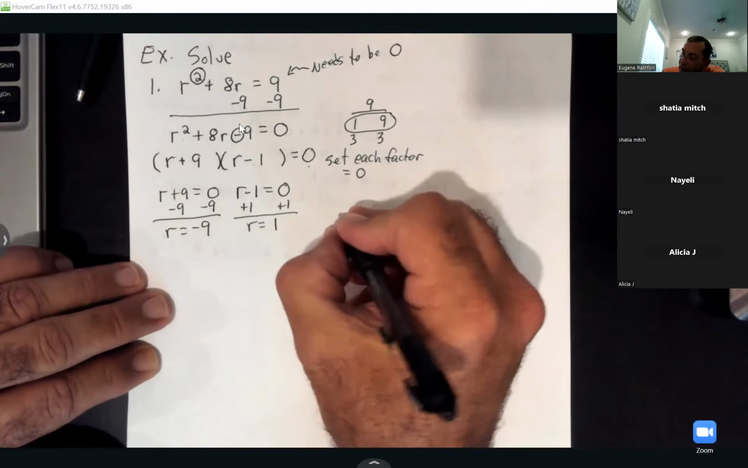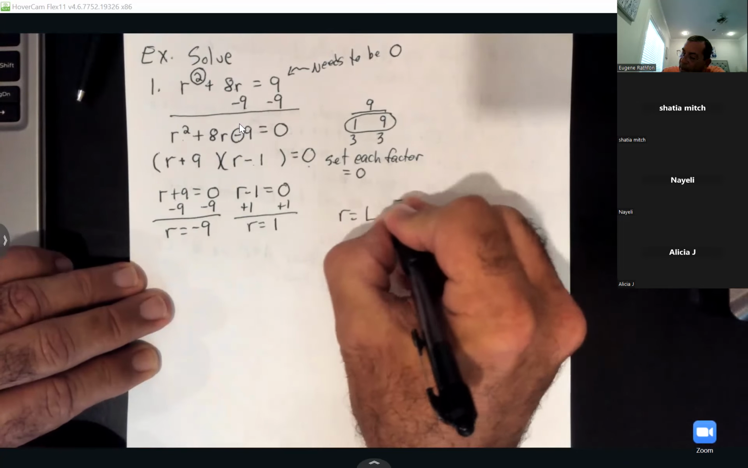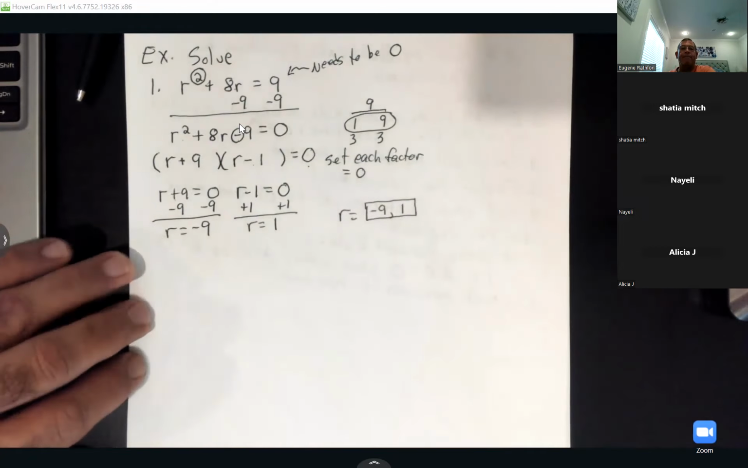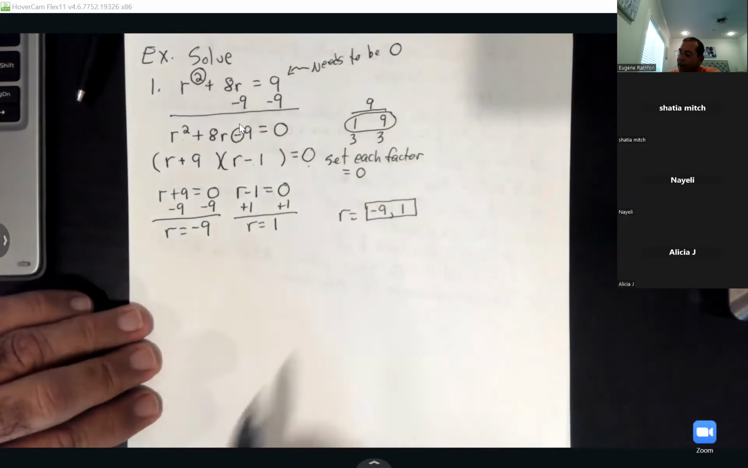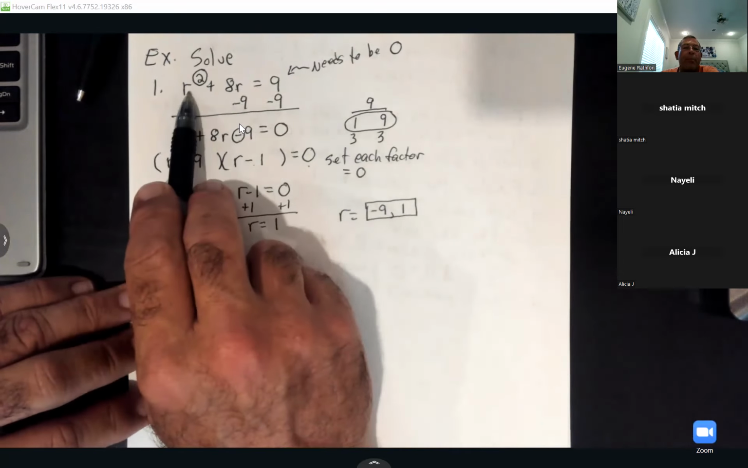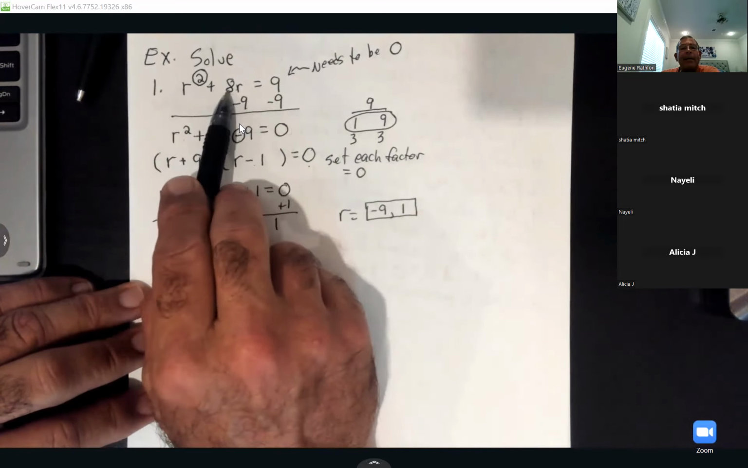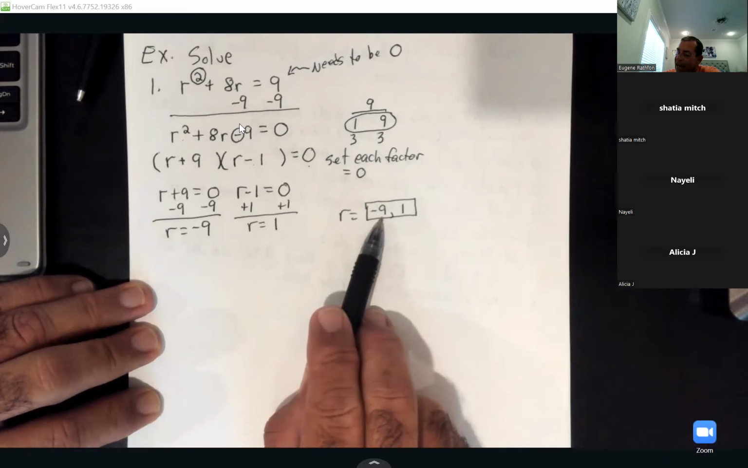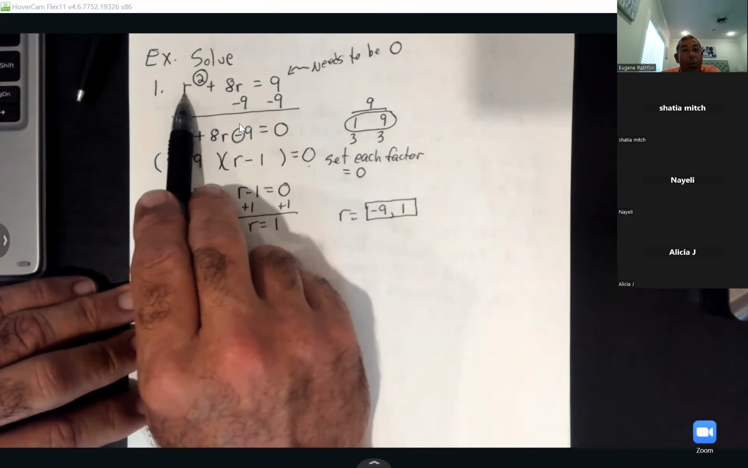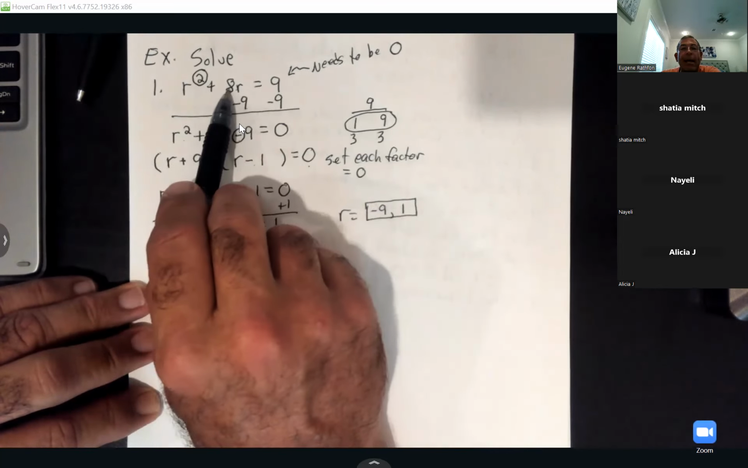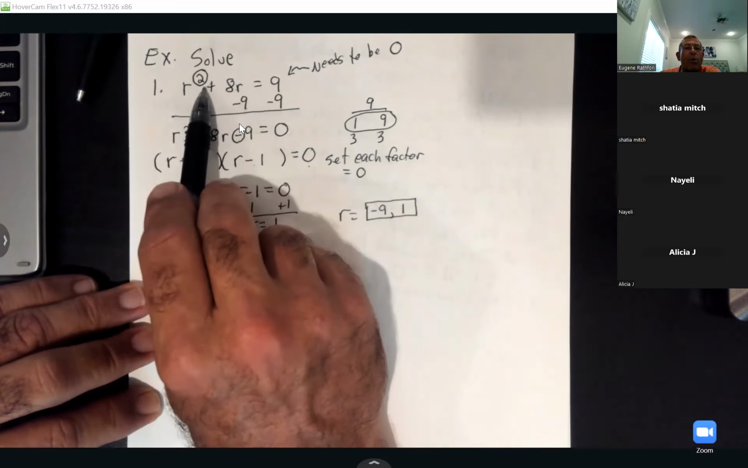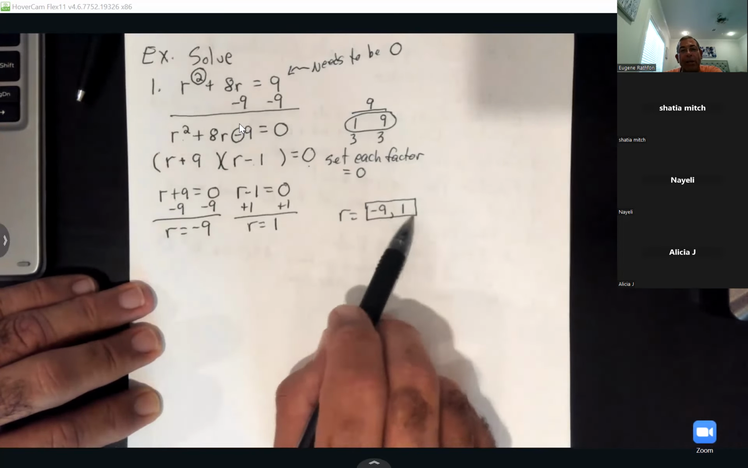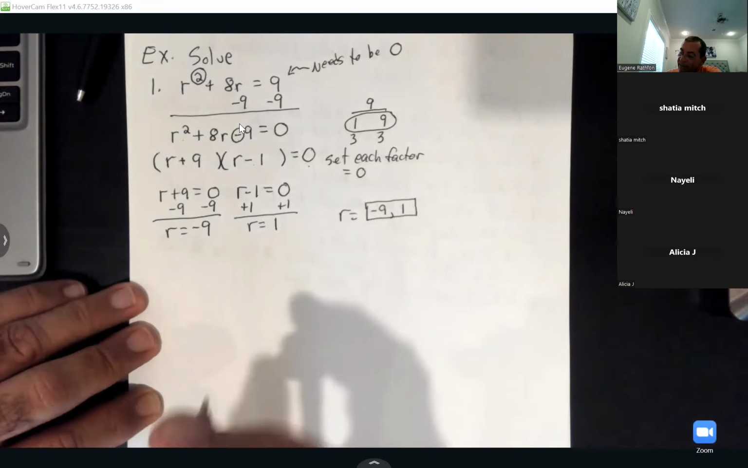So in MATLAB, it'll have a blank, r equals blank. All you do is put your two numbers, negative 9, comma 1. Now, if you wanted to check it, put a 1 up here. 1 squared is 1. 8 times 1 is 8. 1 plus 8 equals 9. If you put the negative 9 in here, negative 9 squared is 81. Negative 9 times 8 is negative 72. 81 and negative 72 add to get a 9. So both answers will check out when you plug them back in, okay?